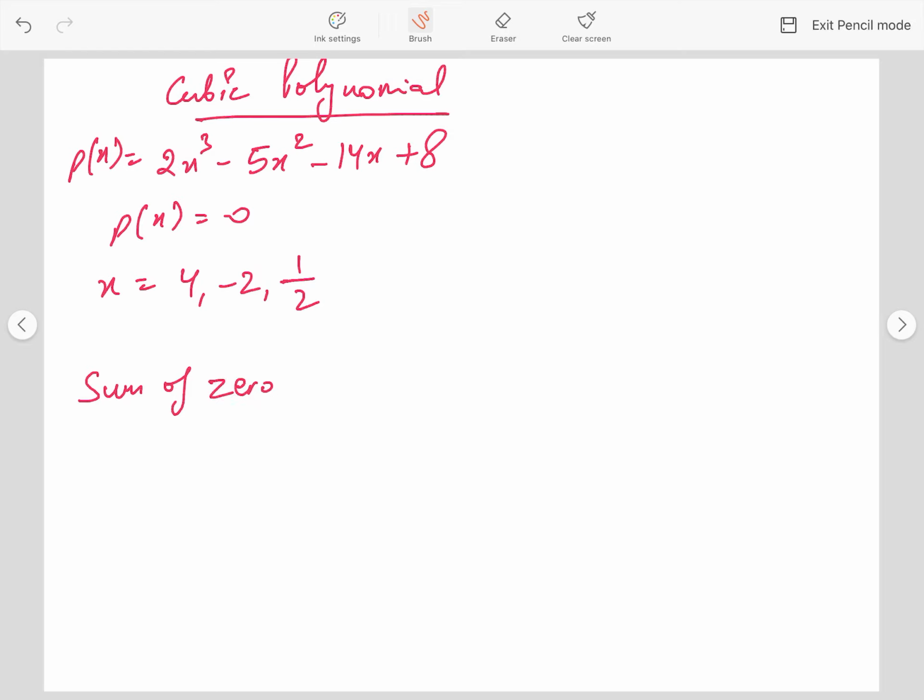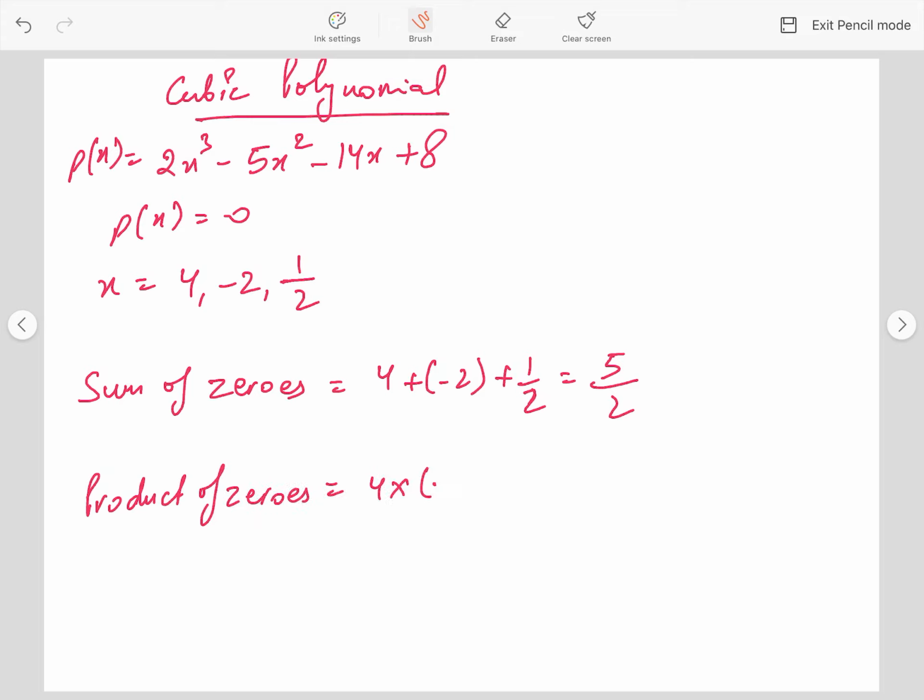Okay, so now we will find out the sum of zeros. The sum of zeros will be 4 plus -2 plus 1/2. Adding all the zeros, that will be equal to 5/2. Okay, so now we will find out the product of zeros. Multiplying all the zeros, 4 into -2 into 1/2, we will get -4 because the 2s cancel out.